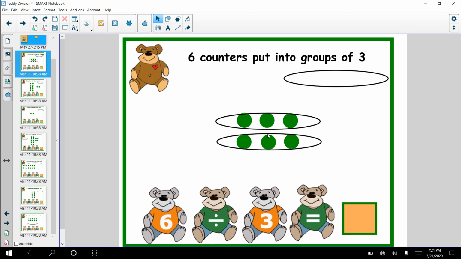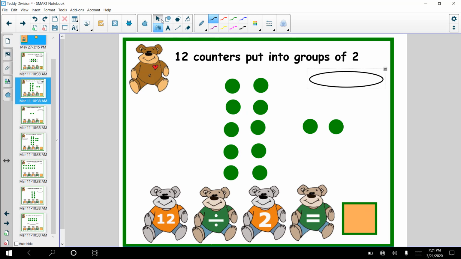So how many groups of 3 now? I have 2 groups of 3. So how can I write this equation? I can write it as 6 divided by 3 equal to how many groups? I have 2. So equal to 2. The result is 2. Another example.